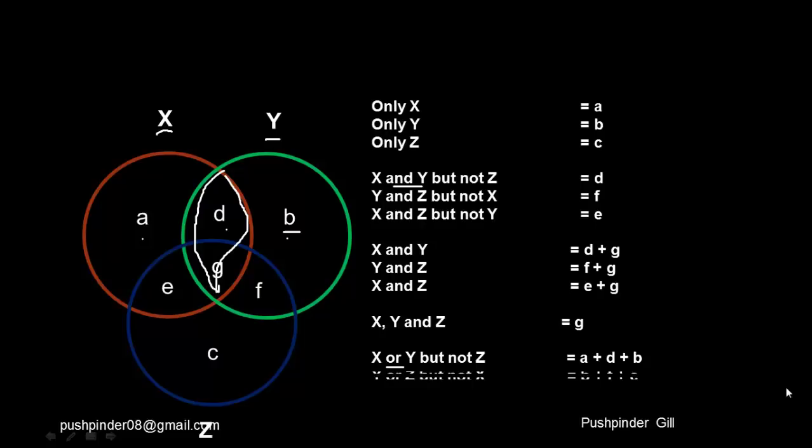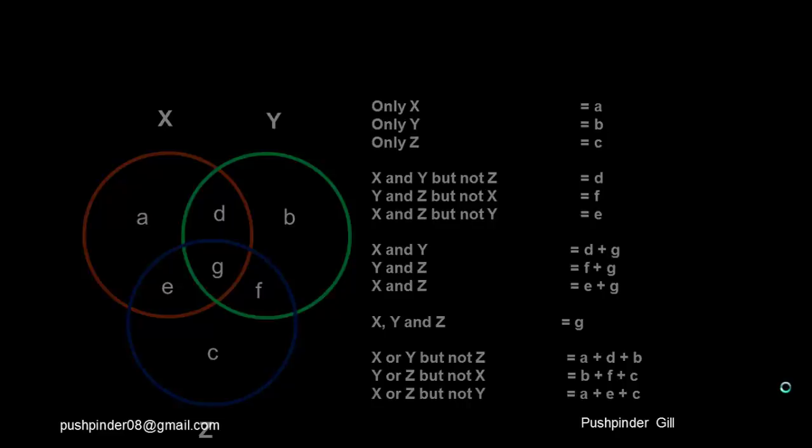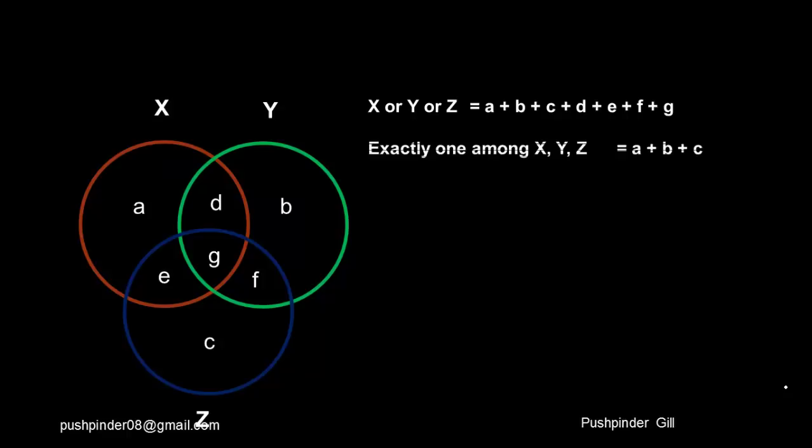If he gives you all the individual values, I think you're sitting for a nursery exam, right? He won't be giving you that. He wants to make the question a little bit difficult. Okay, so X or Y or Z is all of them, or it is also equal to at least one. Exactly one means those who like exactly one of the products, that is A, that is B, and that is C. Now D, E and F is nothing but exactly two. Similarly, exactly three is nothing but G.